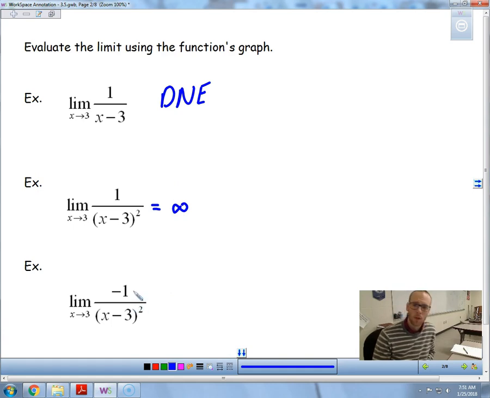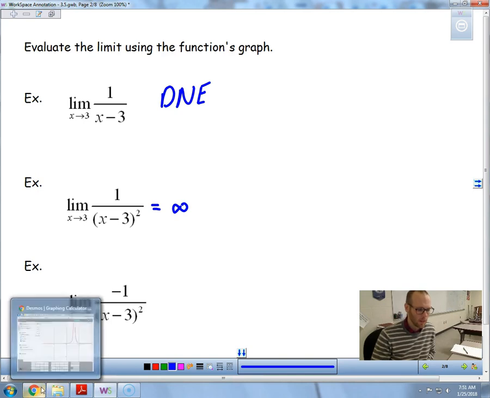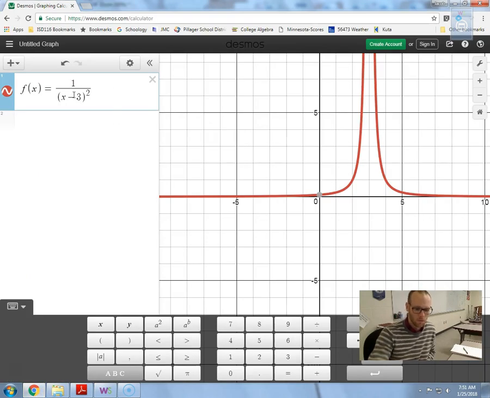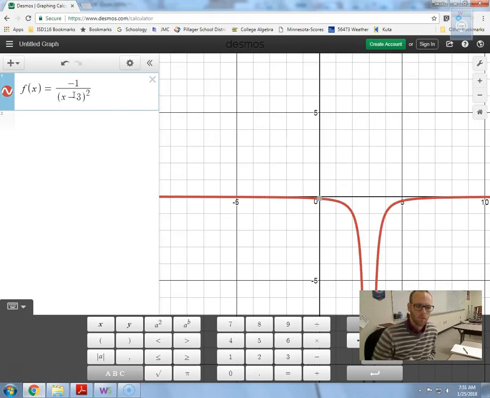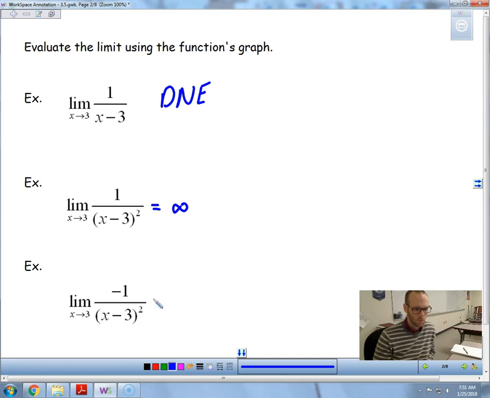What happens if I put a negative there? Well, we know what happens to graphs when we put a negative in front. Okay, reflects it over the x-axis. So what would we say on this one? Negative infinity.